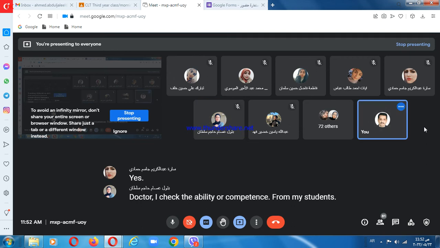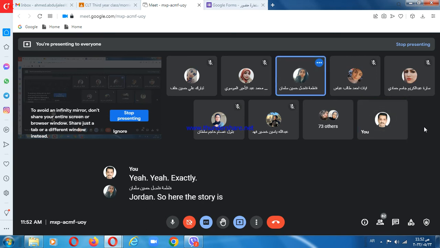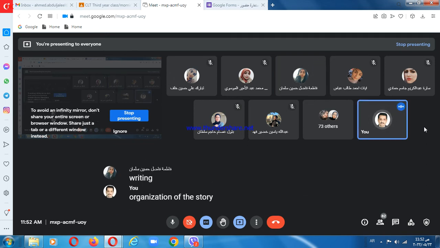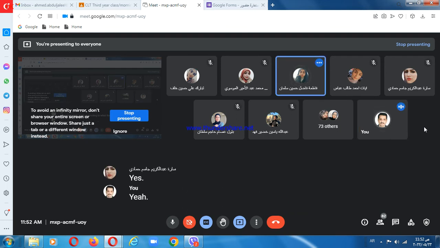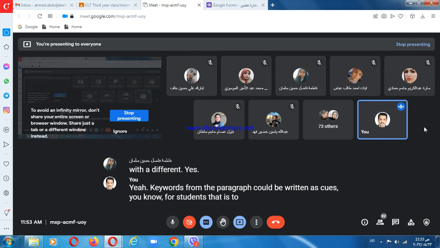So here the story is one, but what is different is the organization of the writing. The arrangement of the story will be different according to what they remember. Each student will write it in a different way. Keywords from the paragraph could be written as cues for students, to help them to remember.